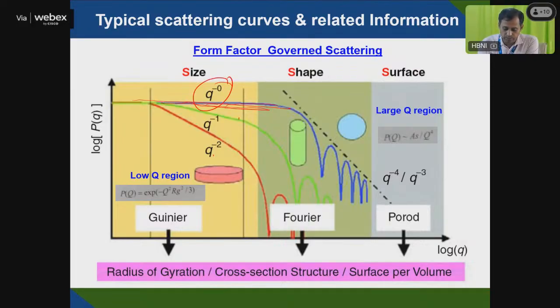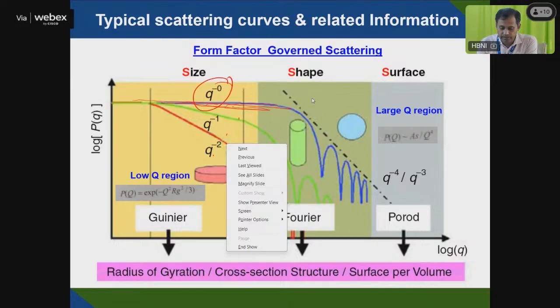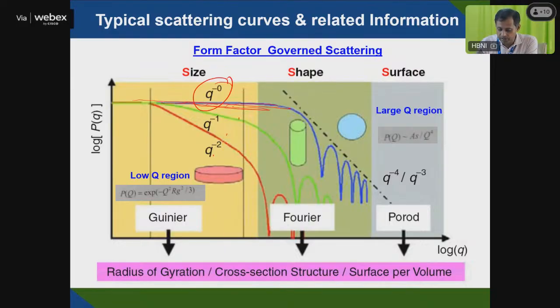Whether it is elongated, like in the low Q region, Q to the power minus 2 or minus 1, you will get the size information from here, and then you will get the shape, whether it is spherical. If you fit that with a rod shape, you will get Q to the power minus 1, and if it is Q to the power minus 2, you will get a disc-like structure. And surface area information you will also get in the very low Q region.